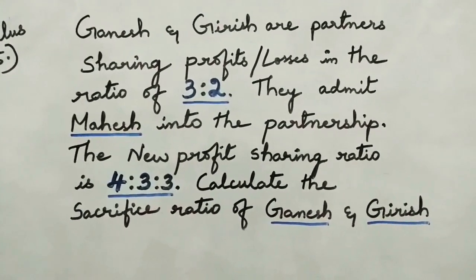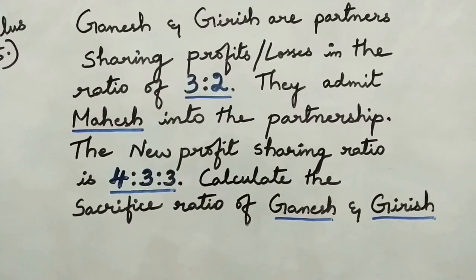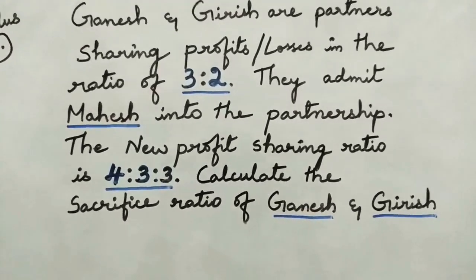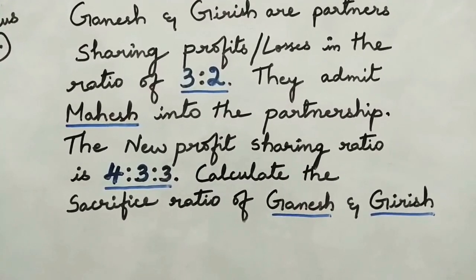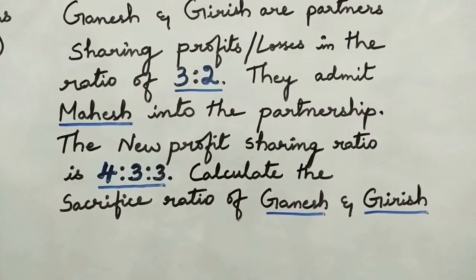Ganesh and Girish are partners sharing profit and losses in the ratio of 3:2. They admit Mahesh into the partnership. The new profit sharing ratio is 4:3:3. Calculate the sacrifice ratio of Ganesh and Girish.